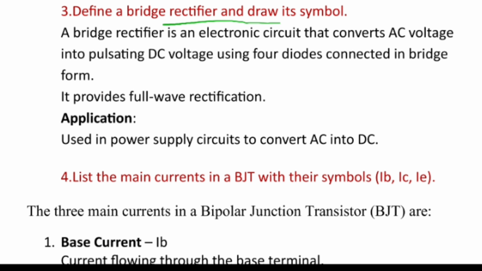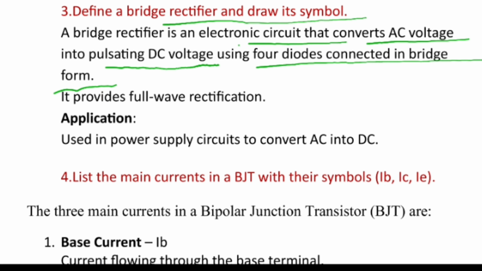Next, define bridge rectifier. Draw its symbol. A bridge rectifier is an electronic circuit which converts AC voltage into pulsating DC voltage using 4 diodes connected in a bridge form, and it provides full wave rectification. I have not drawn the symbol. Application: used in power supply circuits to convert AC to DC.